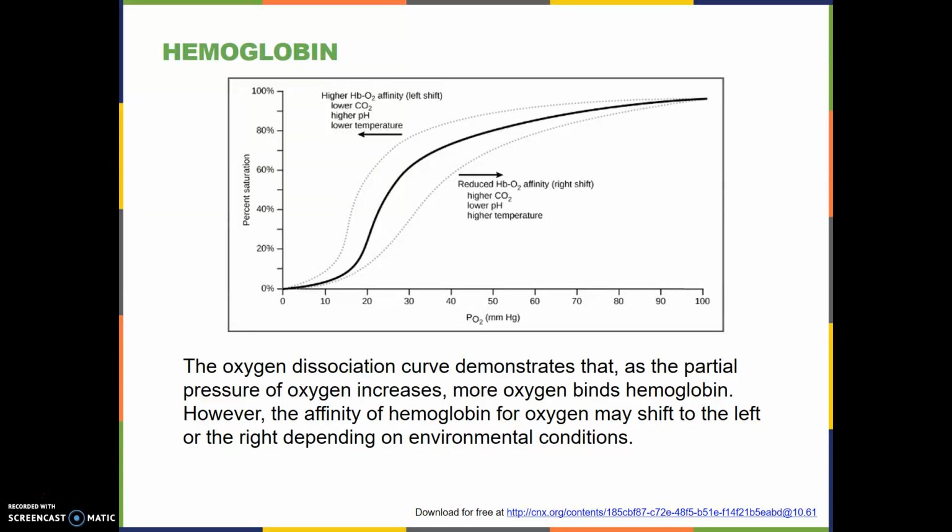So HbO2 is oxyhemoglobin. That's the shortened way of writing oxyhemoglobin. So the curve here is measuring partial pressure of oxygen as compared with percent saturation of hemoglobin. So if the partial pressure of oxygen is 100, hemoglobin is 100% saturated with oxygen.